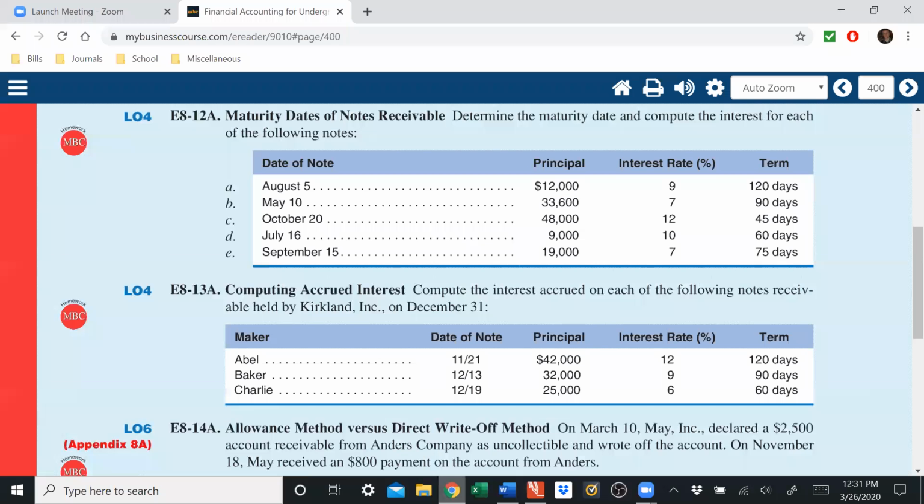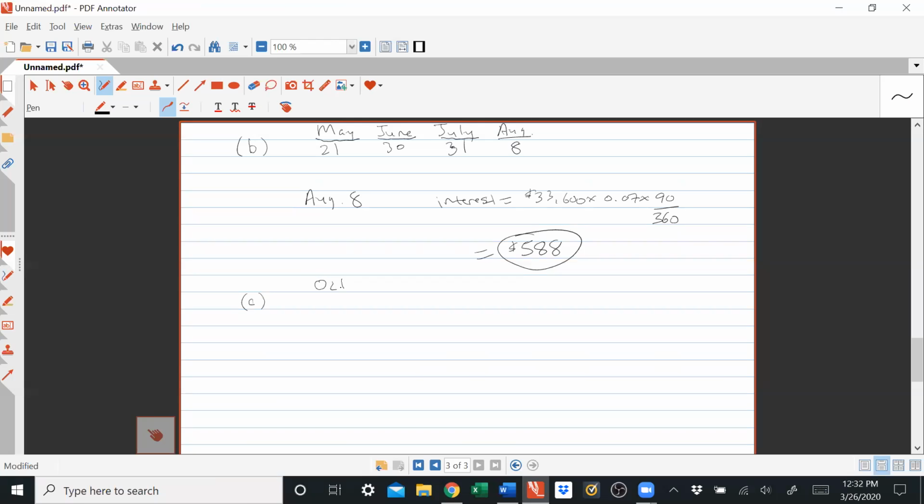Part C, October 20th, and it's a 45-day note. October has 31 days. So 31 minus 20, there's 11 days left in October. November has 30 days. So that totals up to be 41, and we need 4 more days. So it looks like December 4th is the maturity date of this 45-day note.